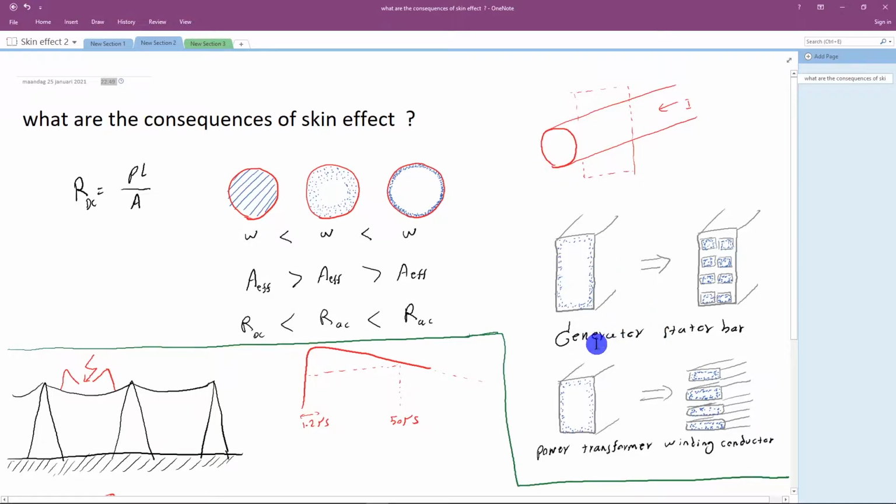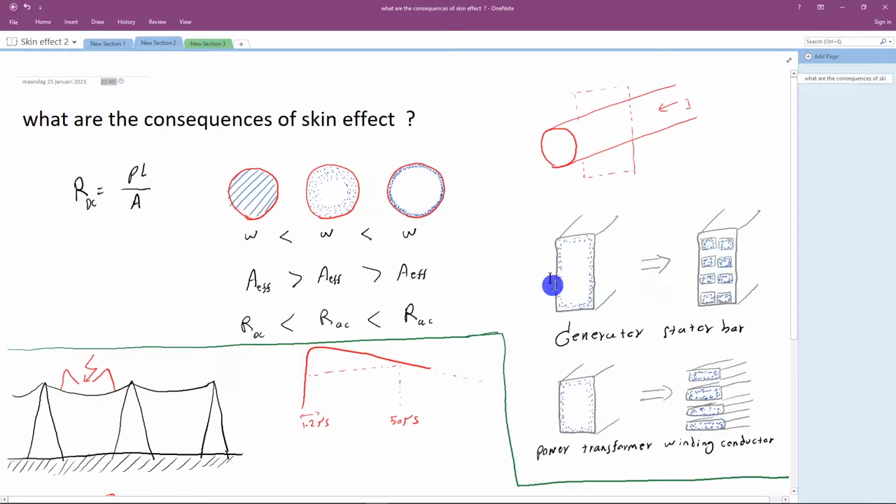Now, practical examples are, for example, a generator stator bar. Power generators can carry huge currents like tens of kiloamps, and so we need to select a very large cross-section conductor. Now if we select a solid copper conductor like this, according to the skin effect, the current will flow near to the edge and the center part is not properly used.